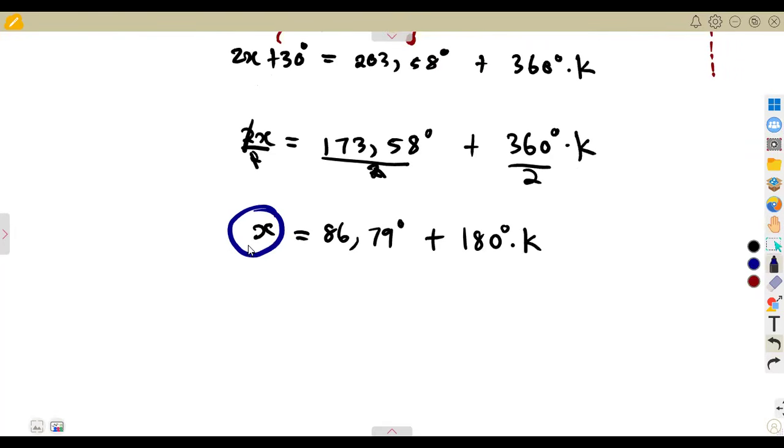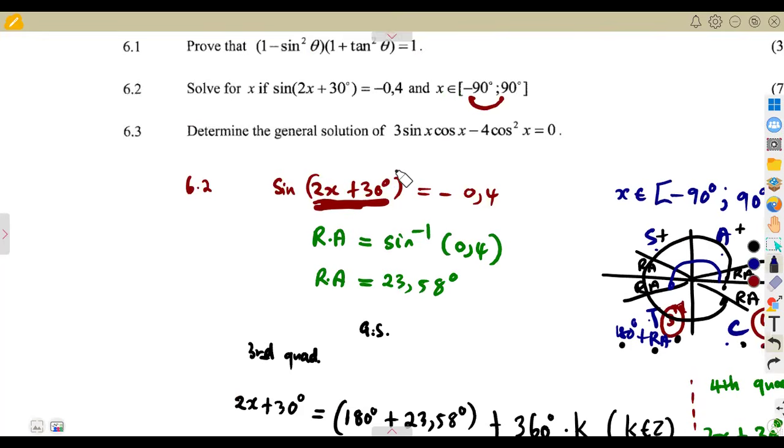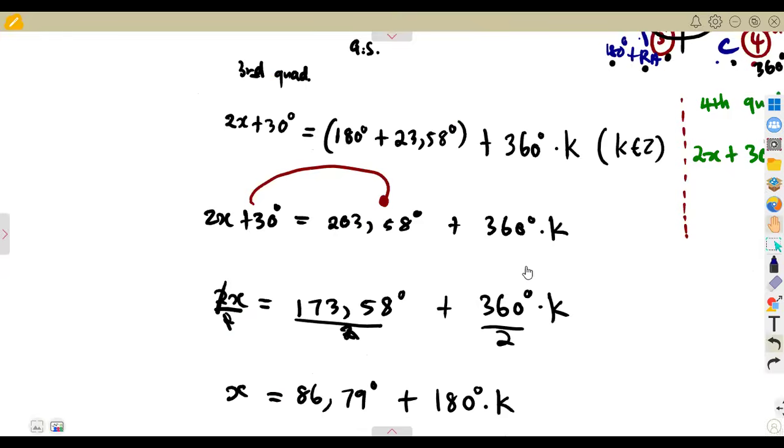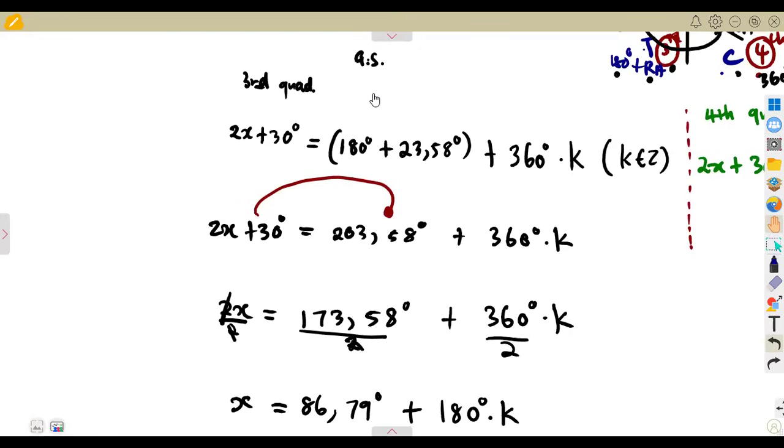What we want is x. It's true that there was a 2x, but what you're solving, you don't solve for 2x plus 30 degrees. No. 2x plus 30 is the one that is given, but whatever that you're solving, you are solving x. Solve for x. You need to know what is x, not 2x plus 30, but what is x. That is why we are supposed to have our general solution. So this part is of the general solution.